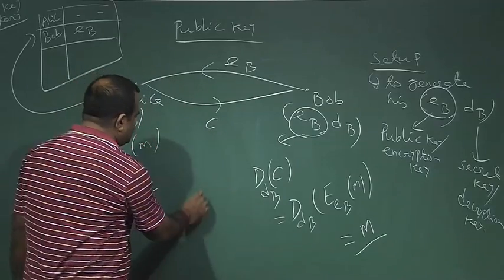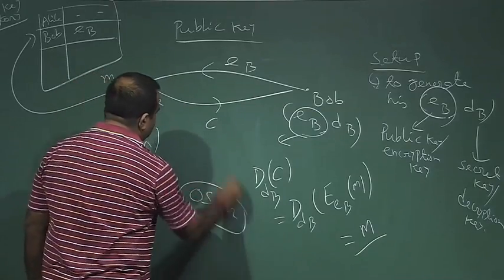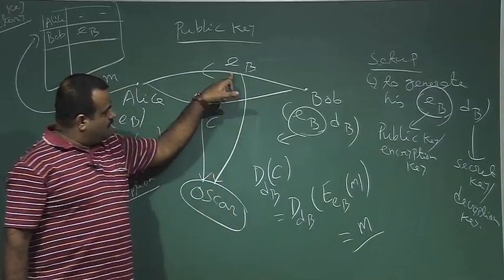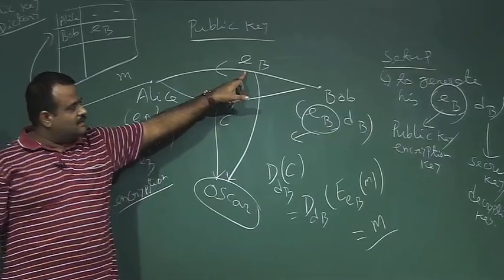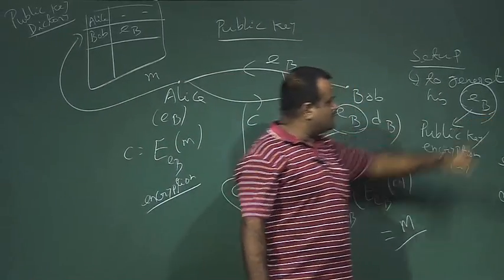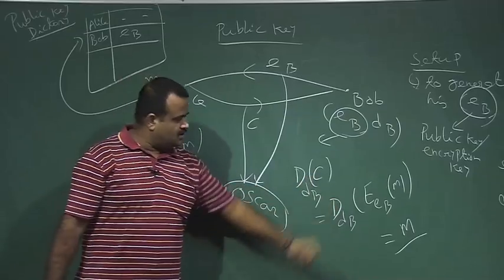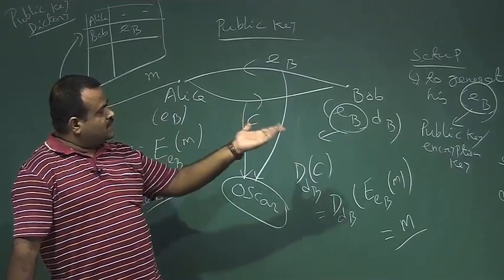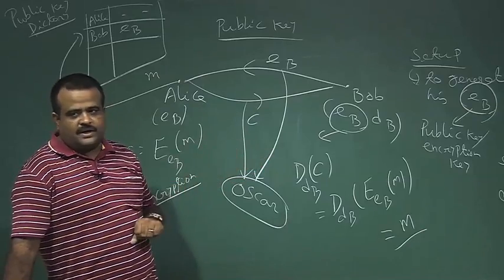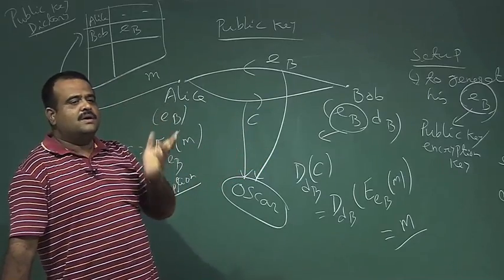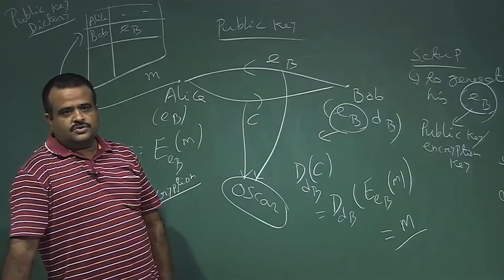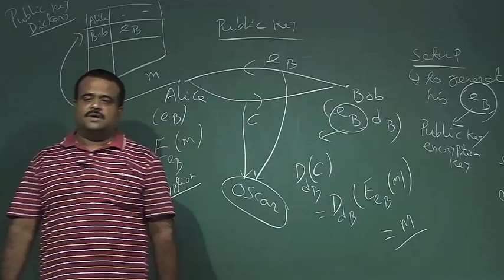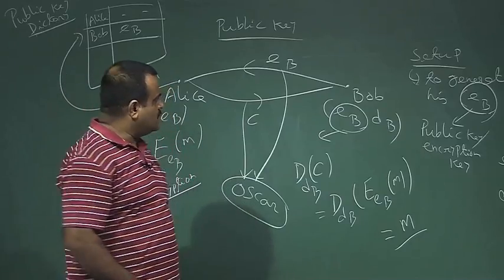Otherwise, if Oscar has access to this C, and Oscar also has this E, and from this E Oscar can get the secret key or the decryption key, then Oscar can also do the decryption. So, in the public key setup, getting the decryption key or guessing the secret key from the public key should be computationally hard. It should be computationally infeasible.